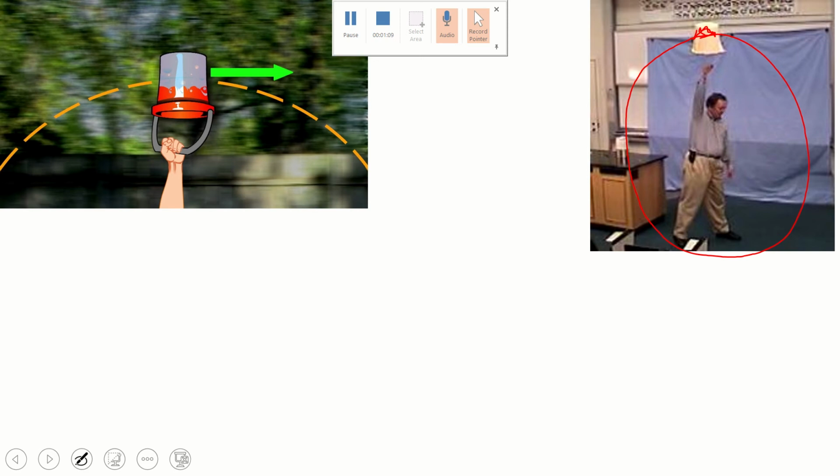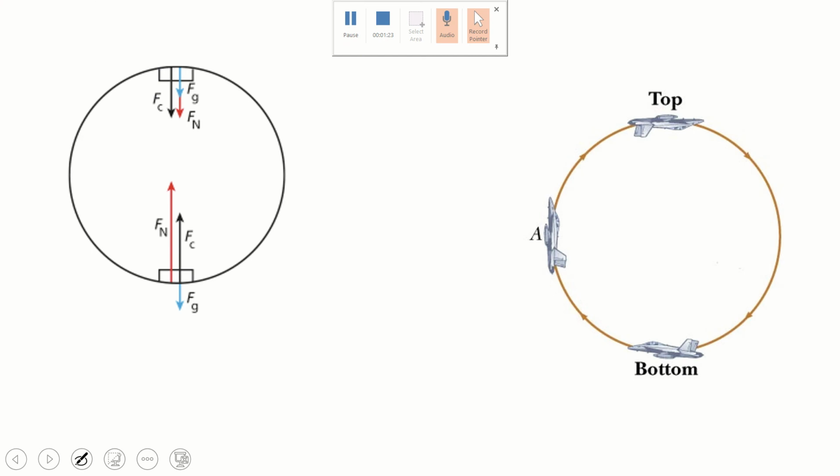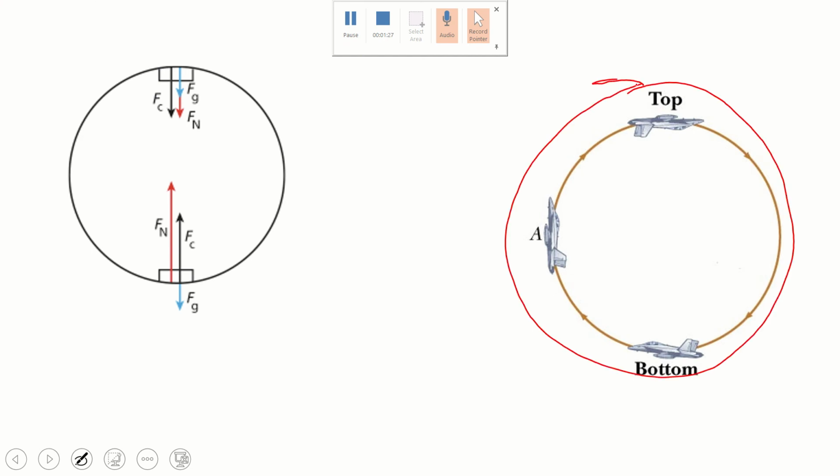And with a little bit of thought, it's a little bit like what it would feel like on a roller coaster, that you're going to feel heavier on the bottom, okay? You're going to feel a lot more weight here at the bottom than you do here. Meaning that if you're a jet fighter pilot going around in a circle like that, you are going to feel heavier here than you do up here. Make this here a little bit bigger to indicate that.